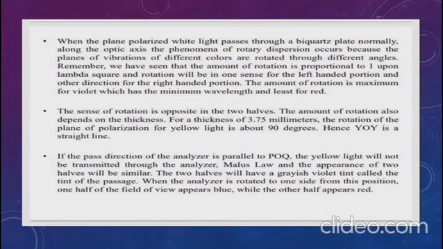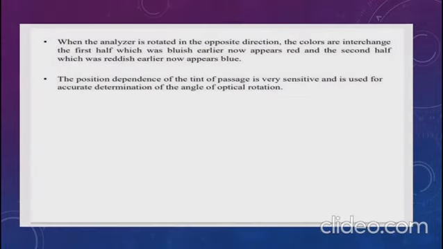We see how to do this experiment. The solution tube is first filled with water. So first we test the experiment using water. The reading is noted as R0. Then we rotate the analyzer until we have an image that is equally illuminated. That reading is denoted as R1.